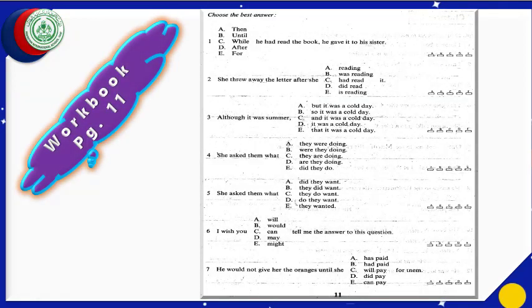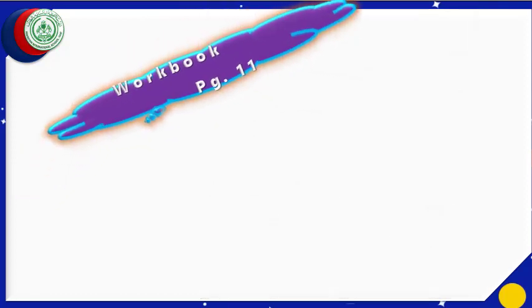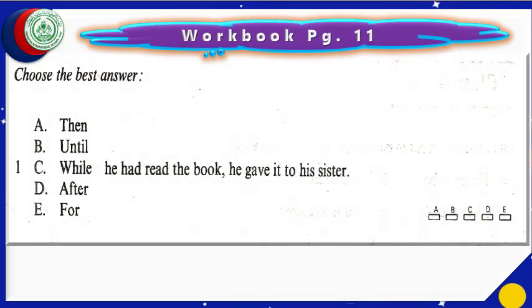This is workbook page 11. In your book, exactly it looks like this. I have divided it into parts to increase the visibility, because it looks very small here. For example, this is the first part of this page. Let us try to understand.